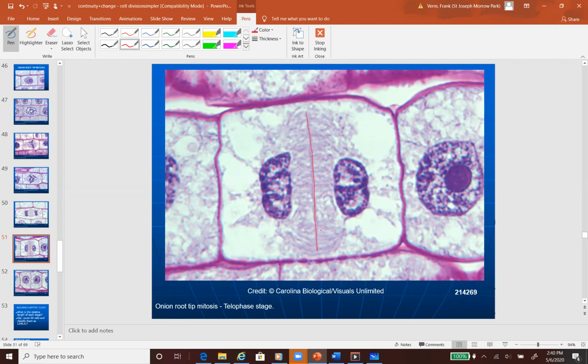Okay, so we reviewed that interphase is the preparation, and then you have your four stages of cell division: prophase, metaphase, anaphase, and telophase.